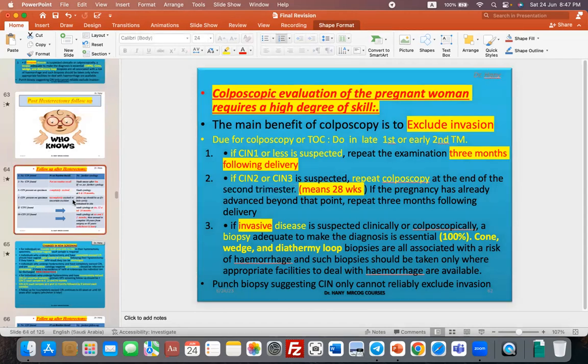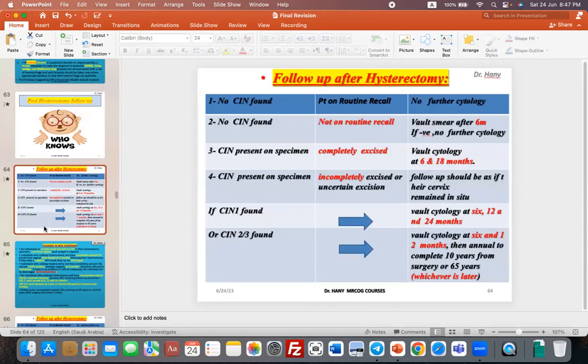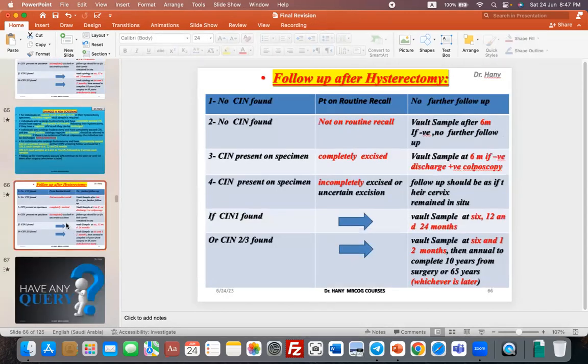The post-hysterectomy follow-up, according to the new guideline: leave the old one, I will go direct to the new one. Why? Because this already came in the exam. No CIN1, only a vault sample at 6 months. If this vault sample is positive, I will do colposcopy. Negative, discharge.